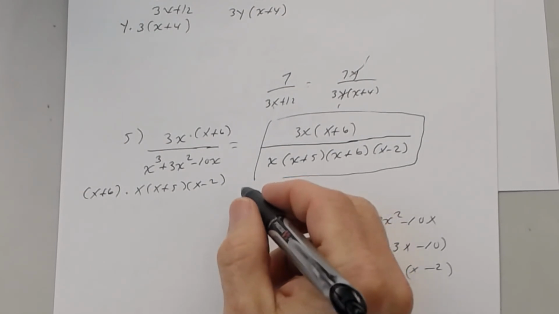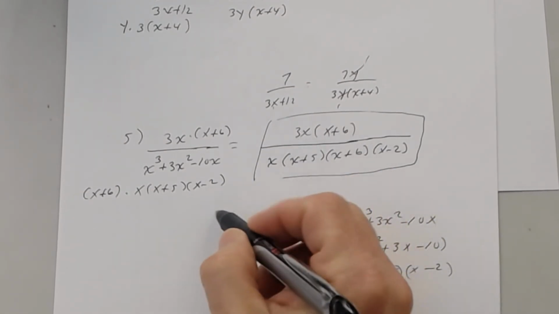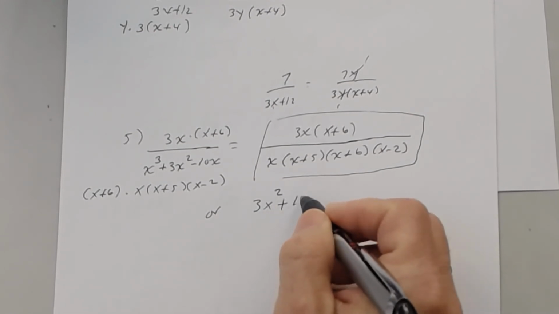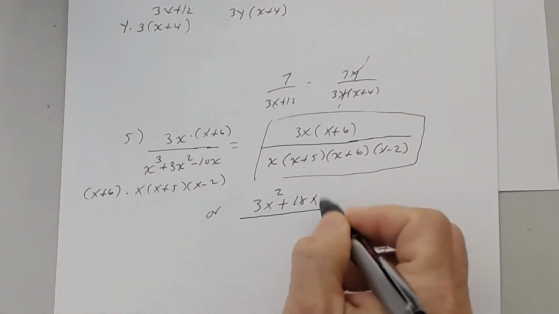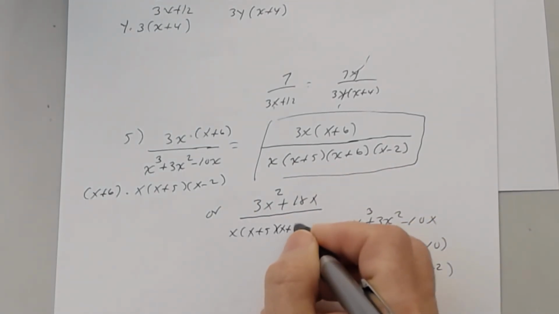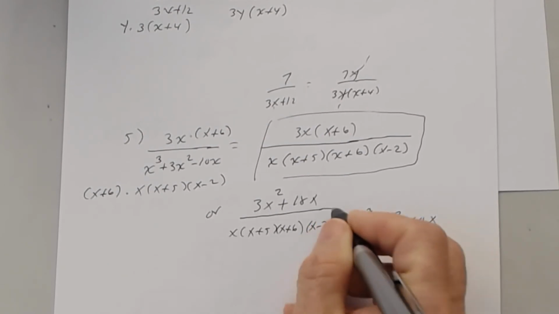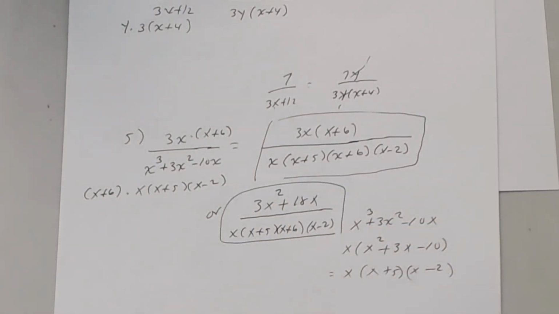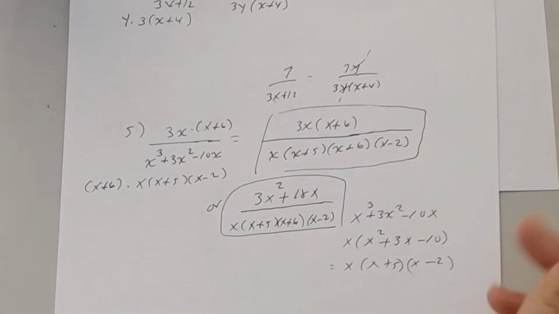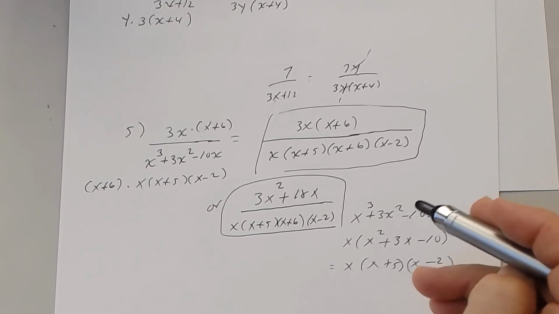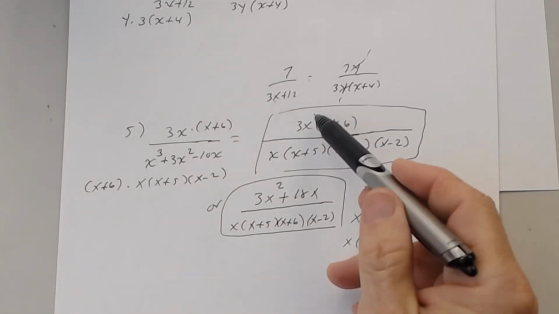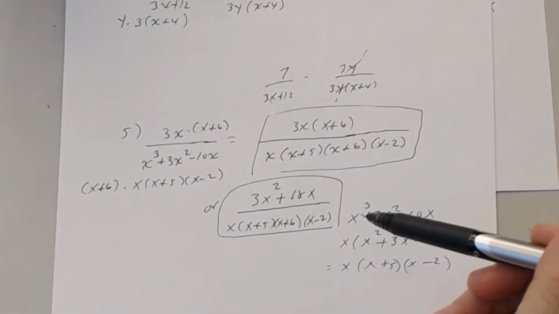Or if you want to expand it, although I would just leave it like this, you could say 3x squared plus 18x divided by, and then those factors, x times x plus 5 times x plus 6 times x minus 2. All right? So either one of those is fine, although I would have just left it like this. All right, again, if you check yourself, if you reduce this, you'll get the original back.